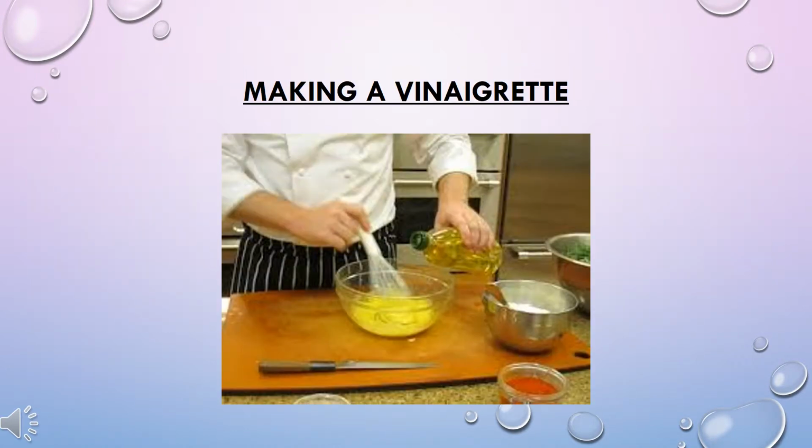The process of making a vinaigrette is rather simple. The vinegar, or acidic liquid, is placed in a bowl. The oil is slowly drizzled into the vinegar while vigorously whisking.